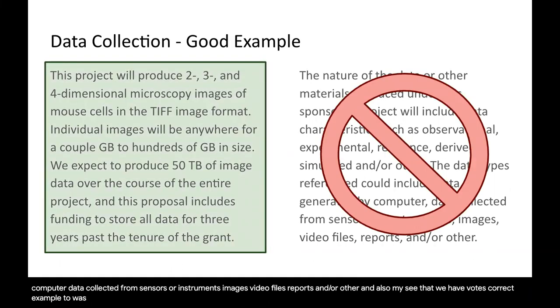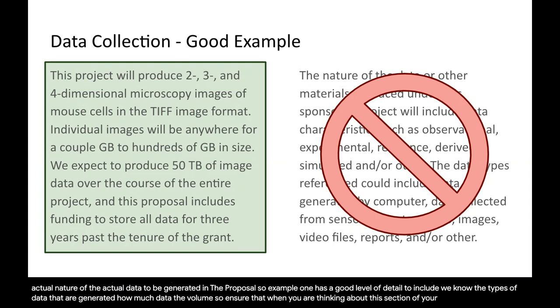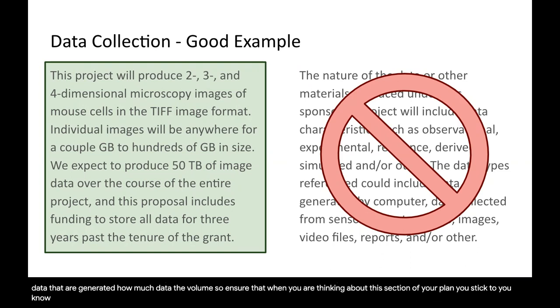Example 2 was super generic. This paragraph kind of reads as if it was listed from the funder documentation, telling you nothing about the actual nature of the actual data to be generated in the proposal. So example 1 has a good level of detail to include. We know the types of data that are generated, how much data, the volume. So ensure that when you are thinking about this section of your plan, you stick to describing the types of data to be generated in your project.